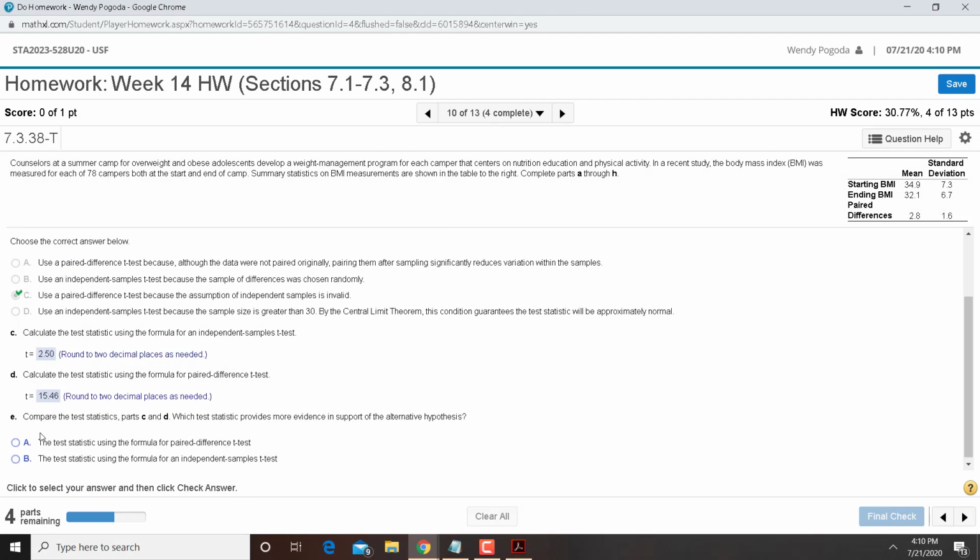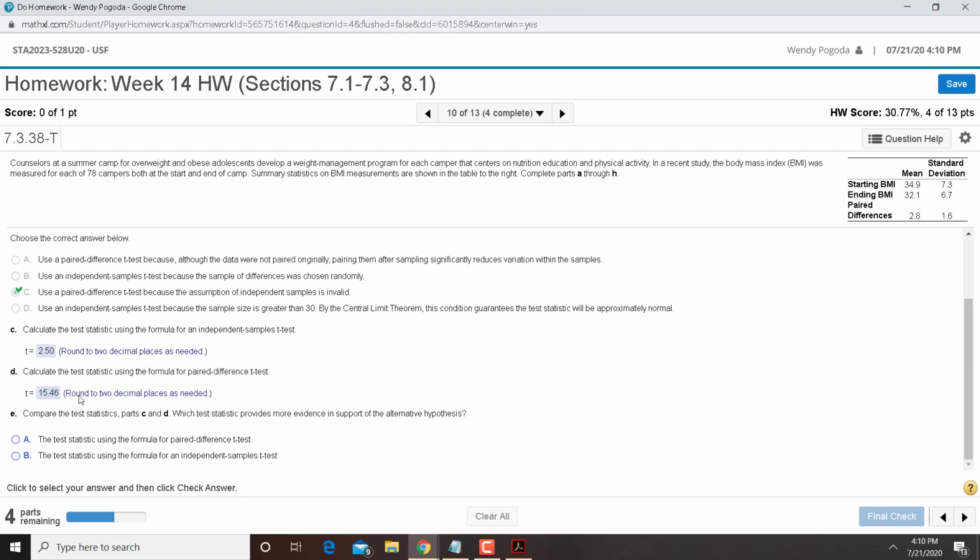Perfect. So let's compare these. 2.5 might be significant, probably is actually, depending on what alpha you choose, but 15.46 is extreme. This is a very, very large test statistic. Remember, T and Z are very similar. In fact, for large samples, the distributions are almost identical.